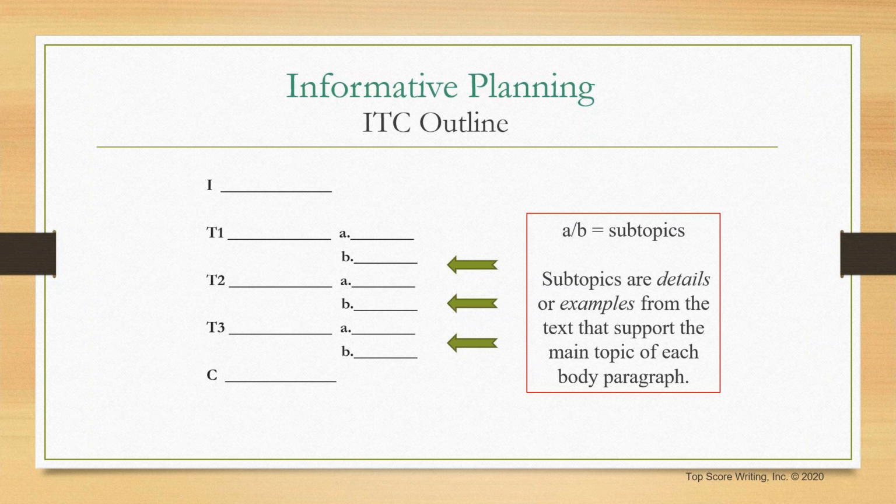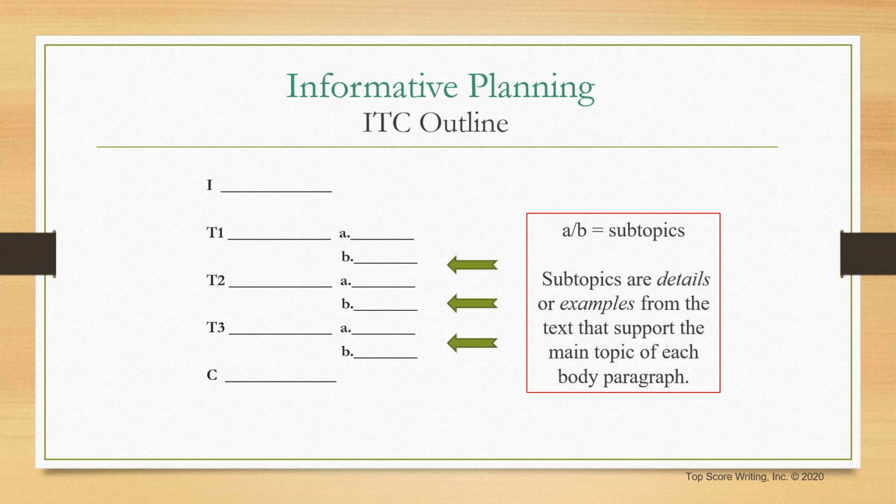For informative writing, we call it an ITC outline. I stands for introduction, T stands for topics, C stands for conclusion. Each part of this plan will become its own paragraph. I becomes the introduction paragraph, T1 is the first body paragraph, T2 is the second body paragraph, T3 is the third body paragraph, and C is the conclusion paragraph.